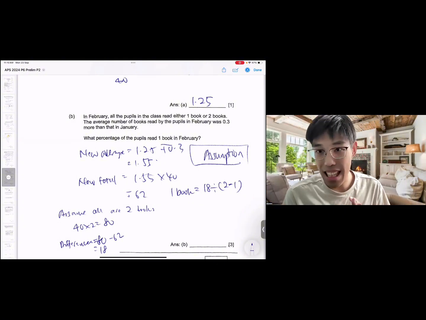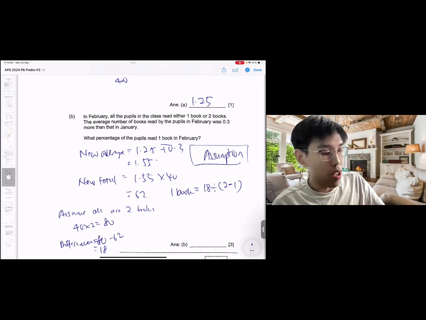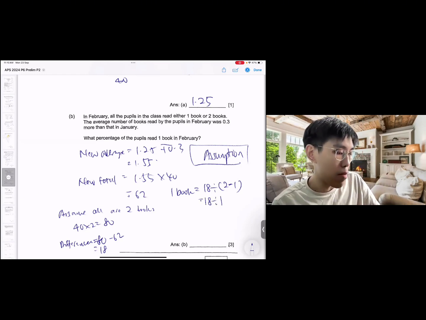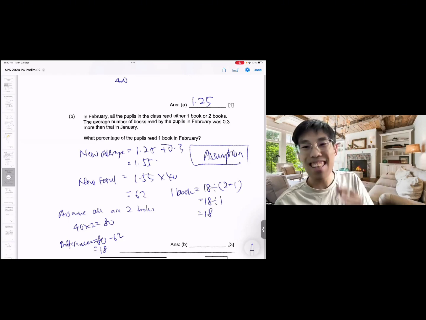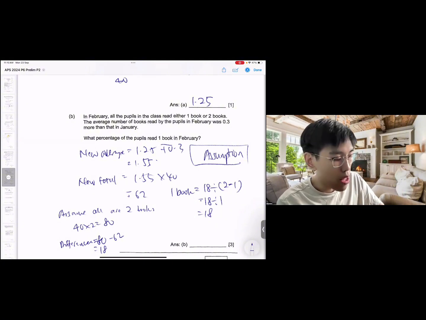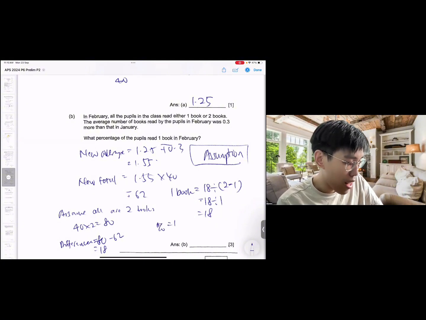Even though the answer is just 18, this step is actually needed. So it's 18 divided by 1 is 18. So it means there are 18 students who read one book. 18 out of the 40 students. So the percentage will be 18 out of 40. Answer is 45%.